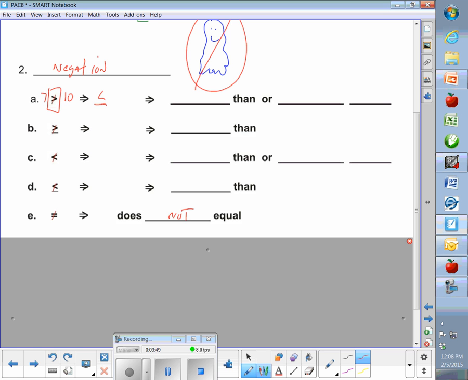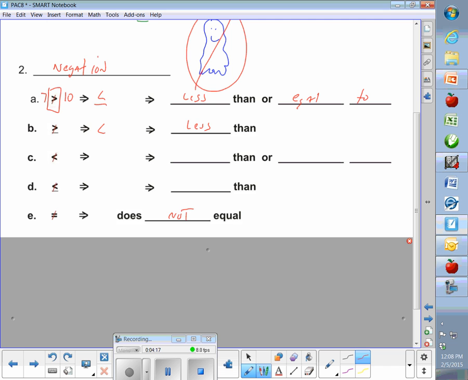All right, so again, be careful here. This symbol is now a less than or equal to, right? It started out greater than with the line through it. We reverse it to a less than. It didn't have the line, so we put the line under it. So B would be what? Say it if you know it. A less than.